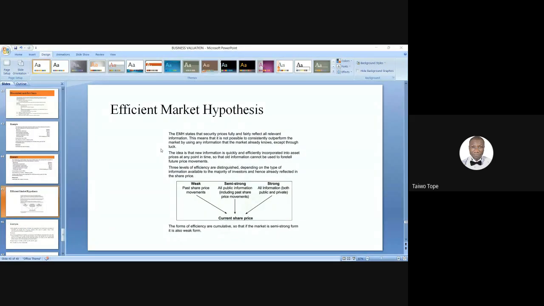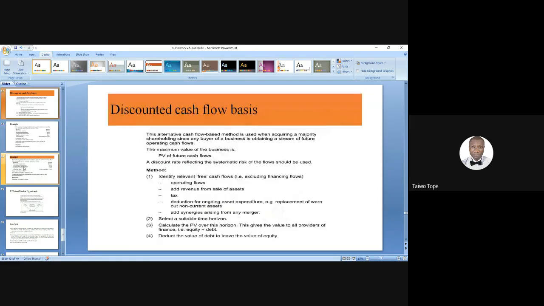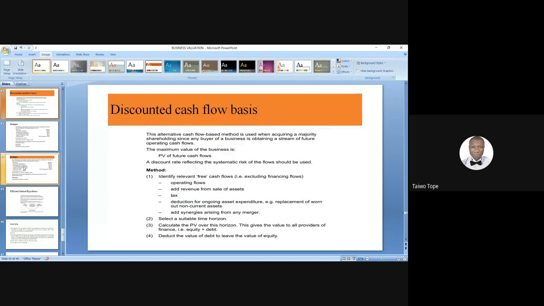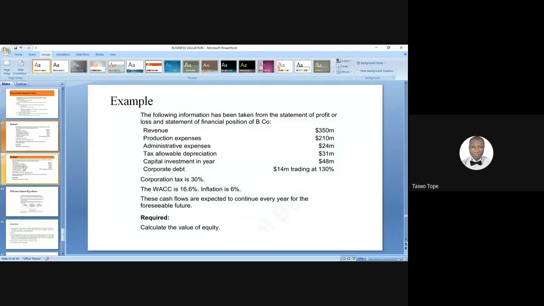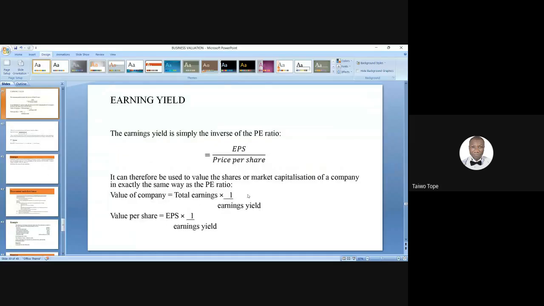So I have just a simple question that you can solve within 2 minutes. And also we have some other questions here. I'll be free during the week. I'll do a personal discussion on some of these questions, like calculating the value of equity. This is in relation to discounted cash flow. You can see the issue of WACC coming in, inflation coming in. I'll forward the slide in case you can attempt it, fine. Quite a number of questions.